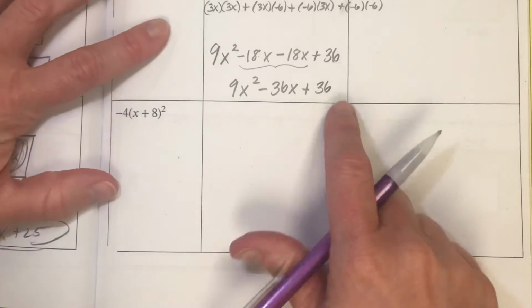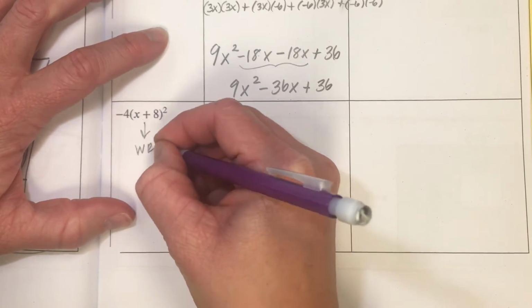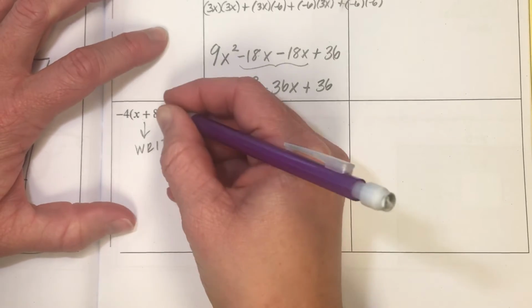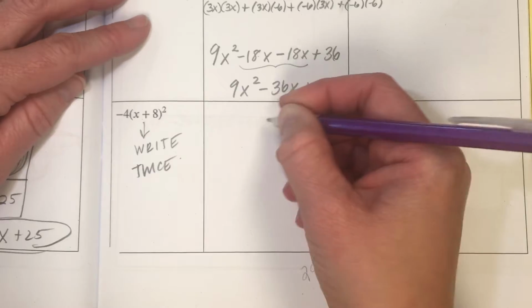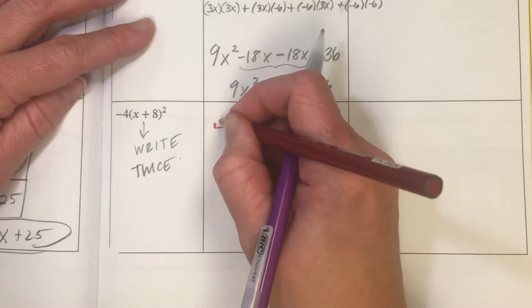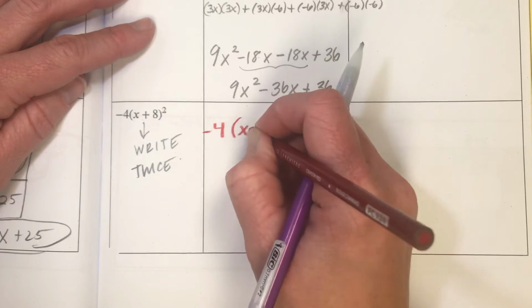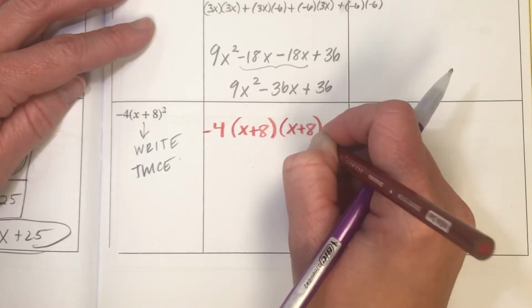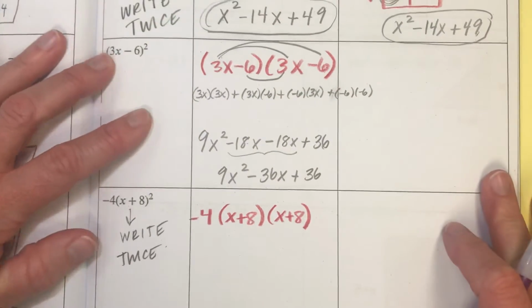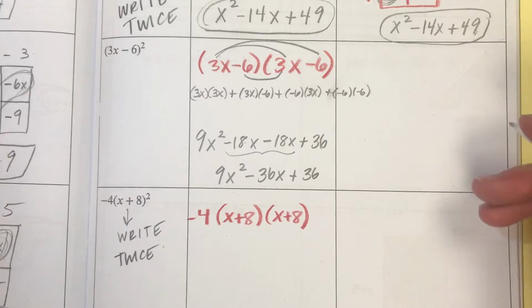And so what this will look like, again, you want to write out twice your factor. That's what a square means. It means you have 2 of them. It means we have negative 4, and then our x plus 8, and our x plus 8. So again, write it out twice. Oh look, I forgot that box method. I'll go back and do the box method for both of these after.